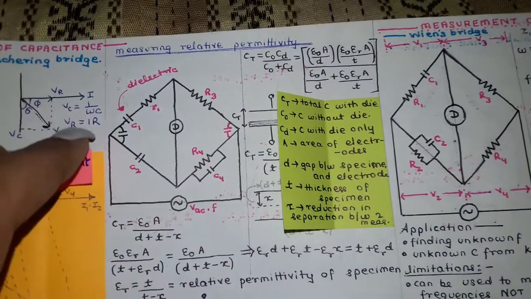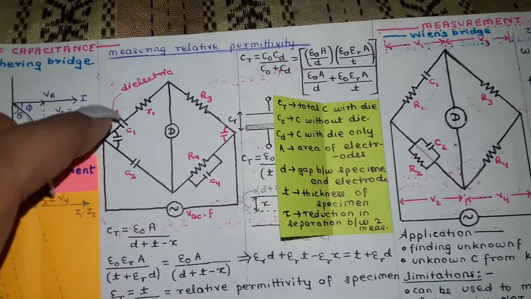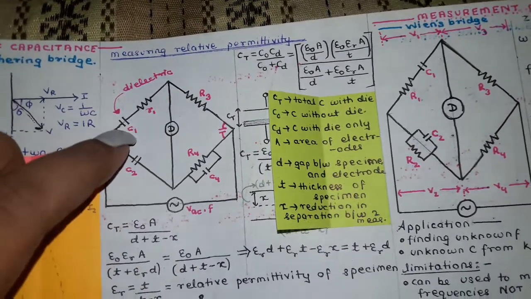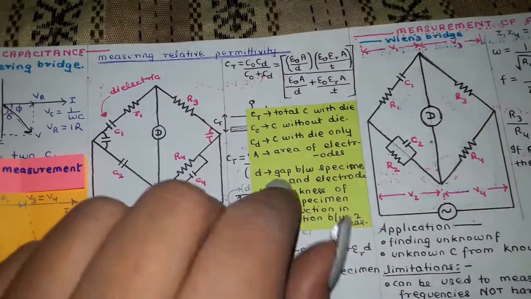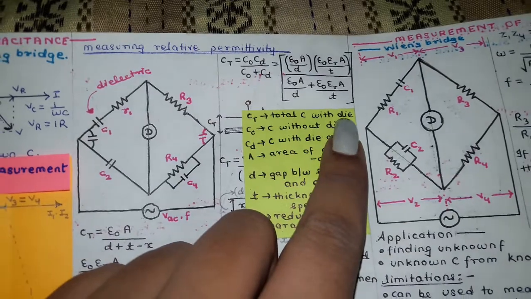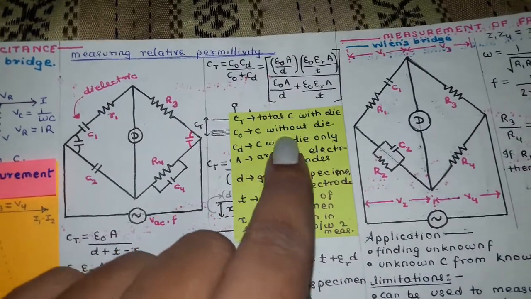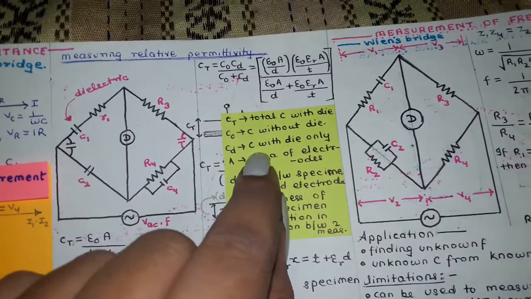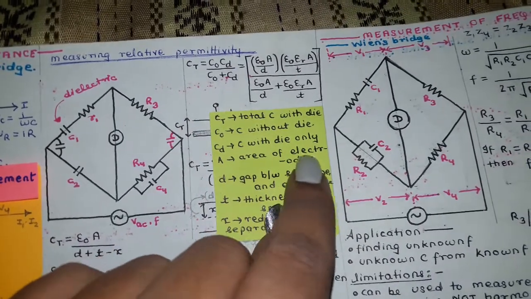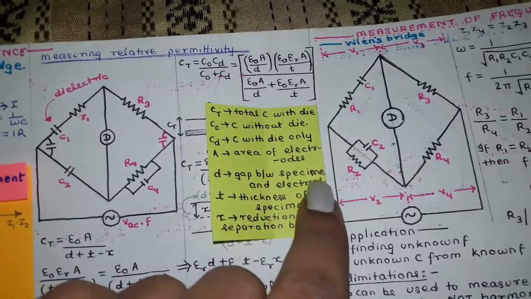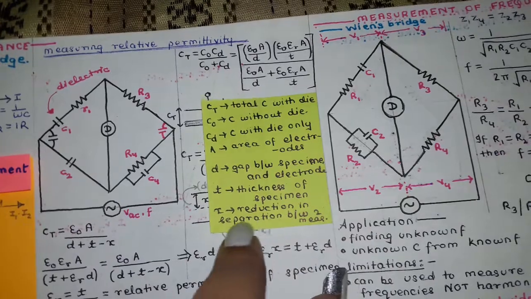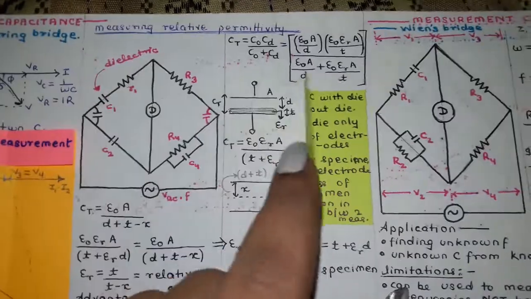What we are doing here is calculating the relative permittivity of the dielectric medium of a capacitance. So let's get to the terminologies we shall be dealing with. Here CT is the total capacitance with dielectric, and C0 is the capacitance without dielectric. CD is the capacitance with dielectric only, A is the area of the electrodes, D is the gap between the specimen and the electrode, T is the thickness of the specimen, and this is the reduction in separation between two measurements.